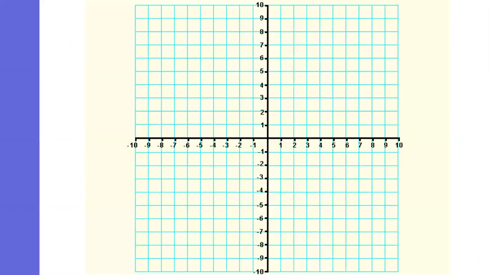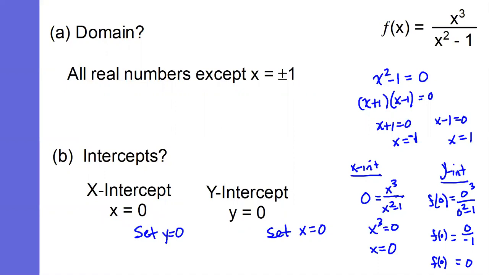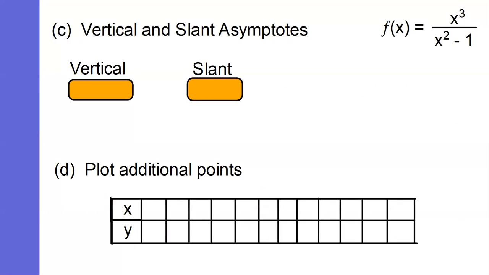So let's go and plot that. Here is going to be my graph. Right there is my x-intercept and my y-intercept, right there at the origin 0, 0. That takes care of part A and part B with the domain and the intercepts. Let's move on to the asymptotes.